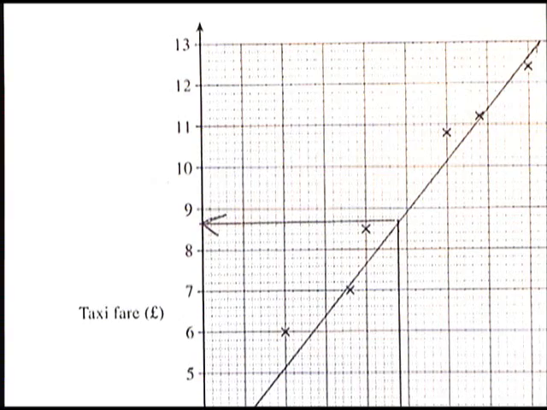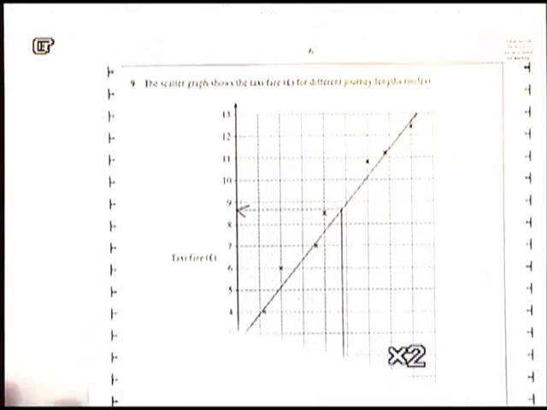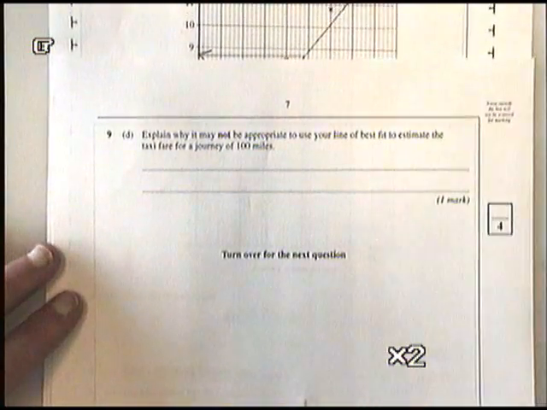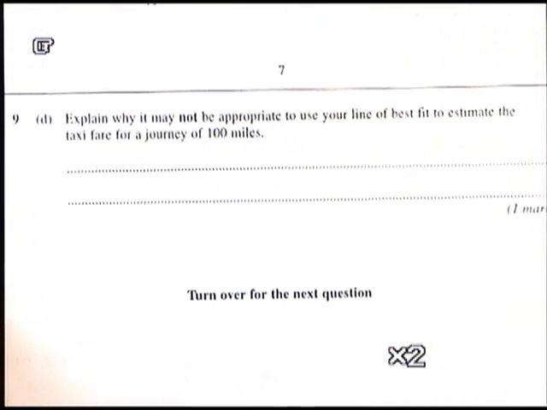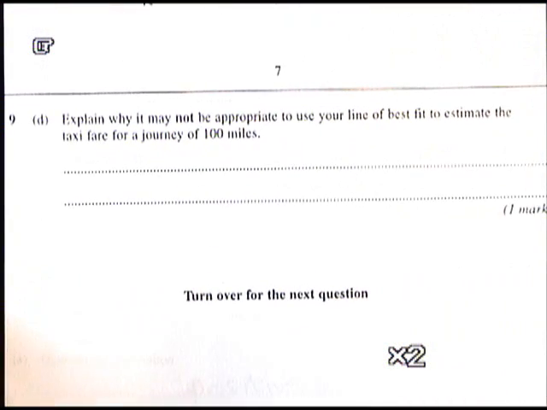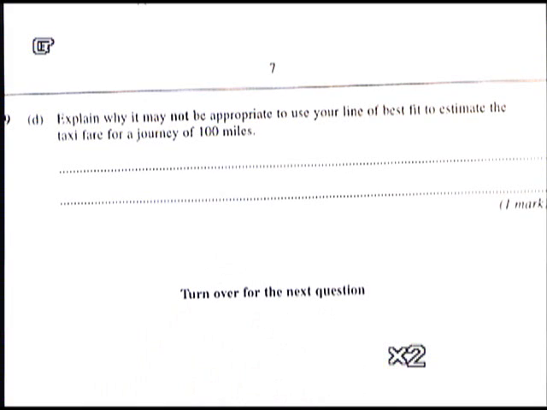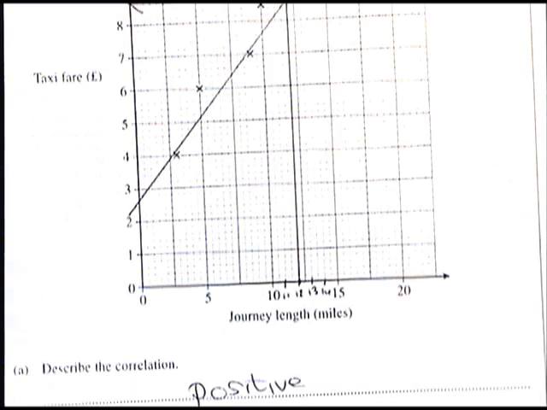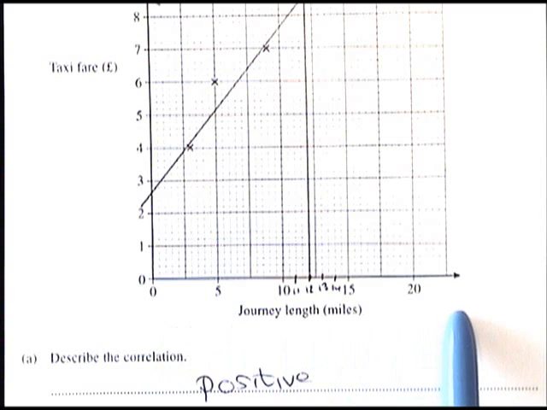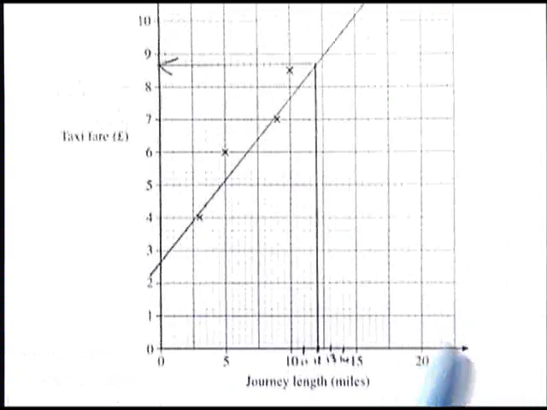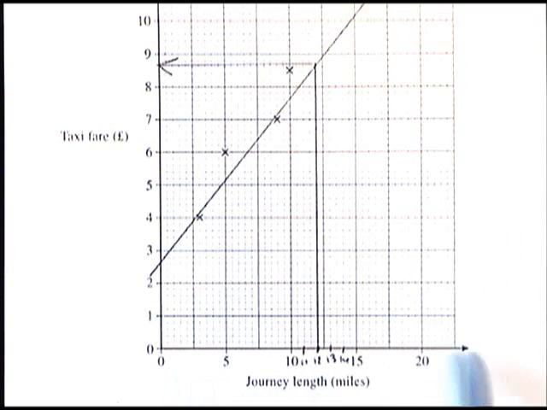There's another part of the question on the next page. Part D, explain why it might not be appropriate to use your line of best fit to estimate the taxi fare for a journey of 100 miles. Let's have a look. Journeys here only went up to 20. So we know what happens between 0 and 20 miles. 100 miles is way outside of our existing range of the data. We've nothing anywhere like 100 miles on here. And that's what you need to write down.